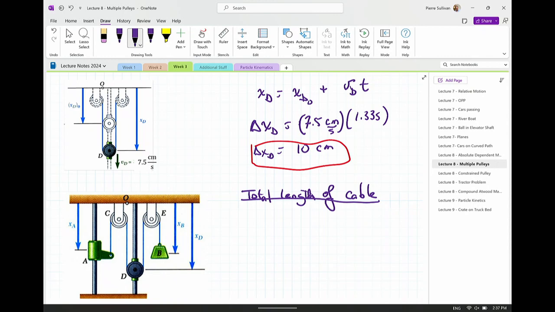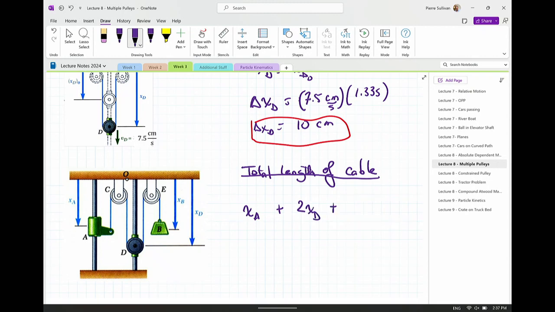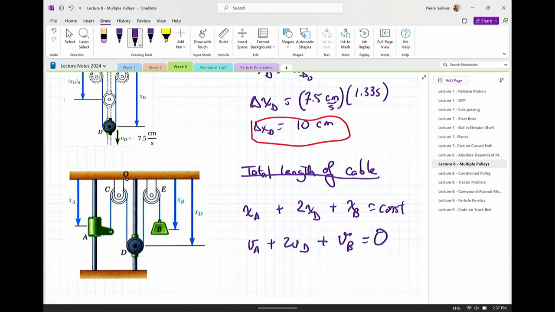So if I look at the total length of that cable, if I take this cable, go here, wrap around the pulley, go here, wrap around the pulley, go here, wrap around the pulley, come down to here, I have a total length that again is going to be a constant length. And hopefully all the information is there. I can say that's equal to XA plus twice XD plus XB, which equals a constant. Velocity of A plus twice velocity of D plus velocity of B is equal to 0.